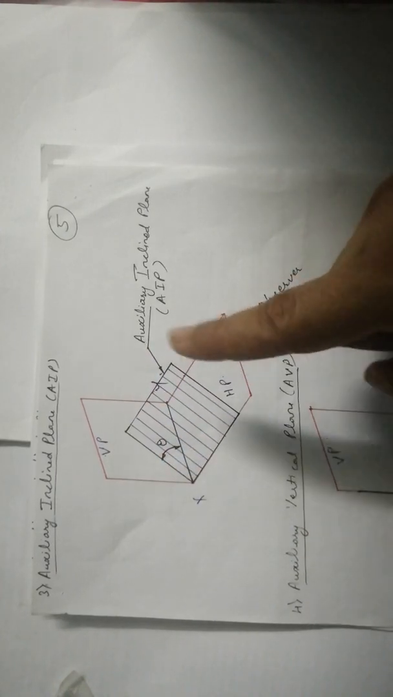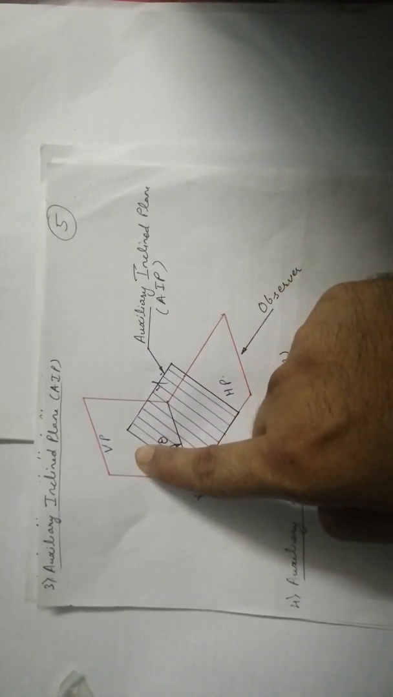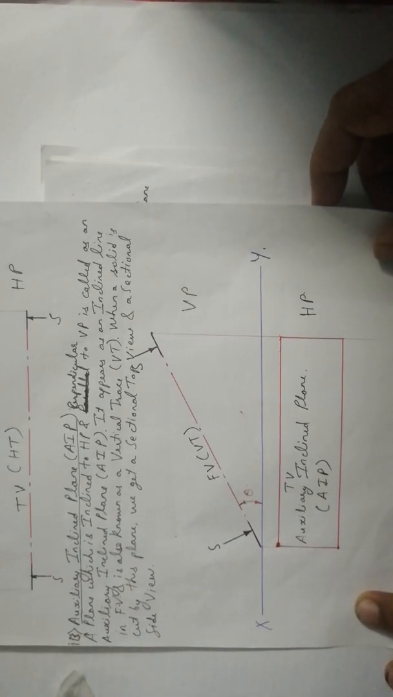Now let's go to the third type of plane, which is called an auxiliary inclined plane, in short AIP. An auxiliary inclined plane is a cutting sectional plane which is inclined to the horizontal plane and perpendicular to the vertical plane. It is seen as an inclined line on the front view and is also known as the vertical trace. As you can see, it's over here. Now, when a solid is cut by this plane, we get a sectional top view and a sectional side view.